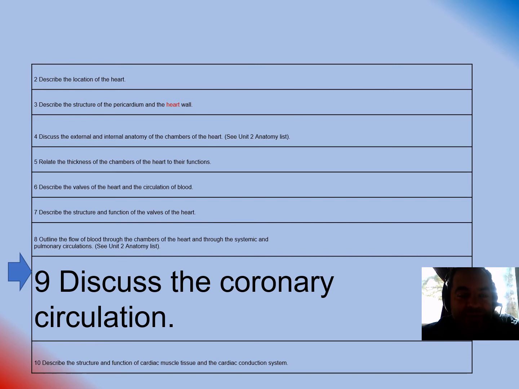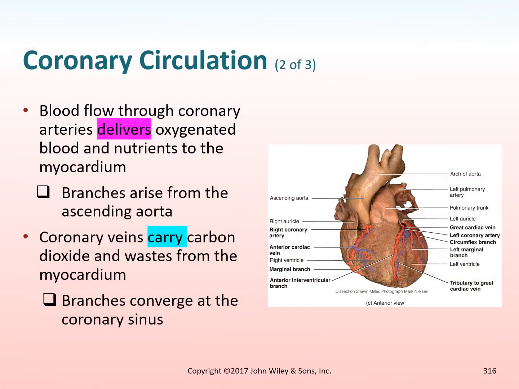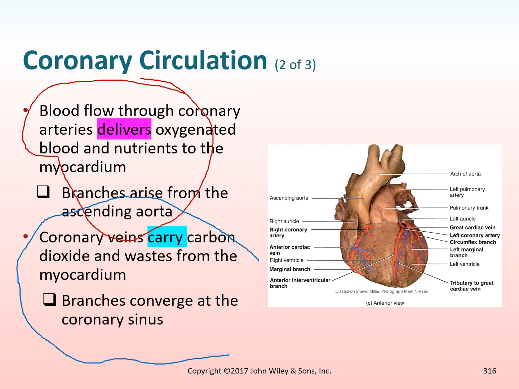Discuss the coronary circulation. Not too many to know here. Coronary arteries deliver blood to the myocardium. The coronary veins deliver that blood that has gone through the heart back to the right atrium.